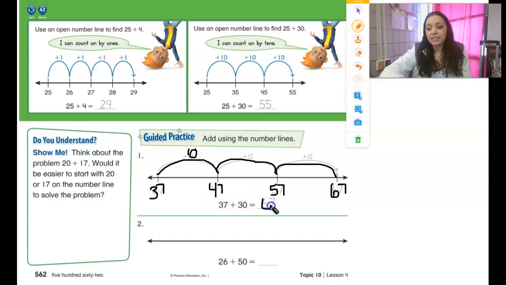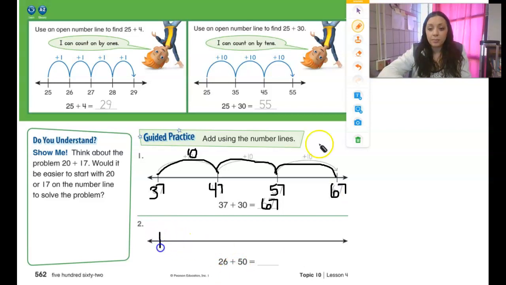So I want you to look at these numbers. Since I'm adding 10, look what happens. 37, 47, 57, 67. What do you notice about the pattern? That's right, the tens are changing, but the ones are staying the same. Because remember, when I'm adding 10, I'm adding 1 ten and 0 ones, so my ones stay the same. Let's try it on 26 plus 50, okay?